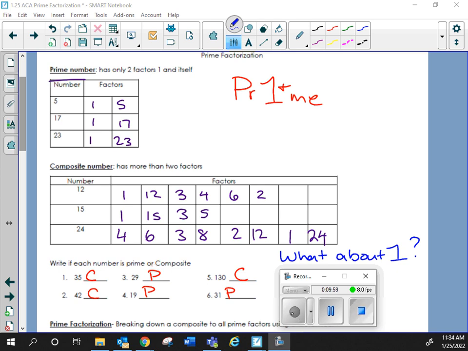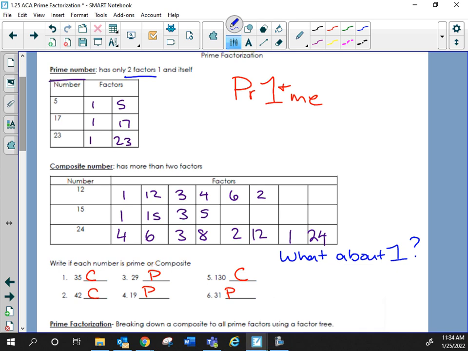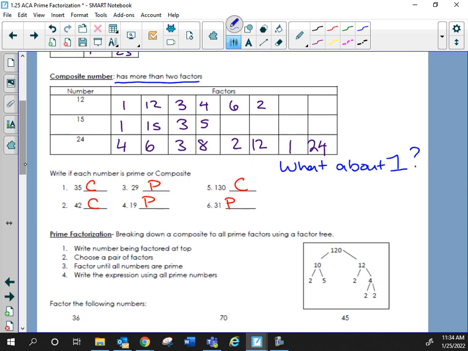So that doesn't fall under prime because it says that it has to have two factors. And composite has more than two factors. So 1 is an exception to the rule. If you said neither, that is correct. What about 1? It is neither because it only has one factor.